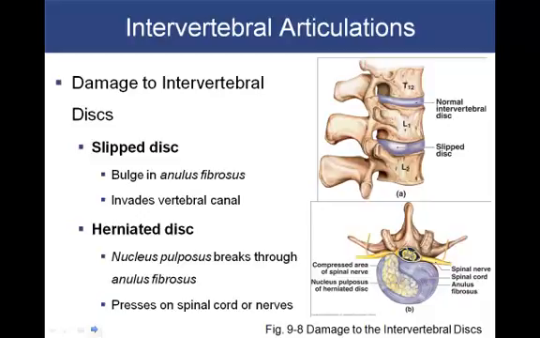A herniated disc is one in which you actually have a rupture of the annulus fibrosus. And the substance that fills these little pads is known as the nucleus pulposus. When that substance breaks through the annulus fibrosus, you end up with a herniated disc. And that herniation can easily press on either the spinal cord or the nerves, depending on its location. Here we actually see a pinched nerve. And again, this is due to the herniation of that disc.